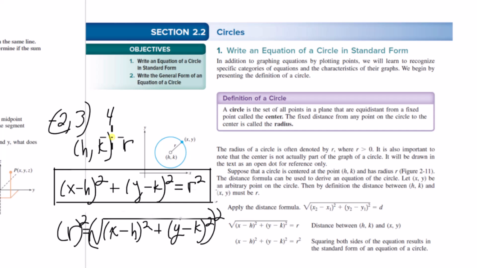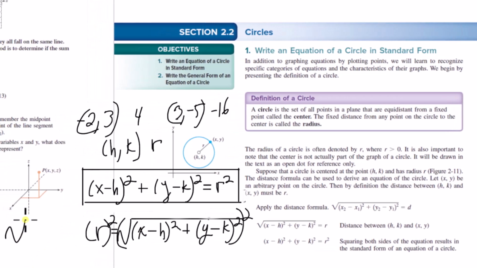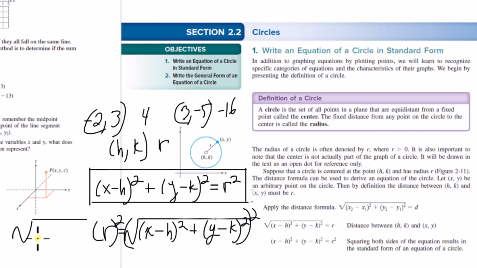Why is that? If I said, okay, I've got a circle centered at (3, -5) with radius -16. Well, no, because how is that? Think about how we developed this. We developed this equation using the distance formula, which means that what comes out of the distance formula is coming out of this principal root. It's always a positive number, no matter what. So a negative radius wouldn't make sense.